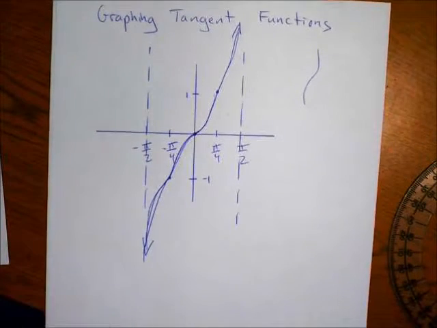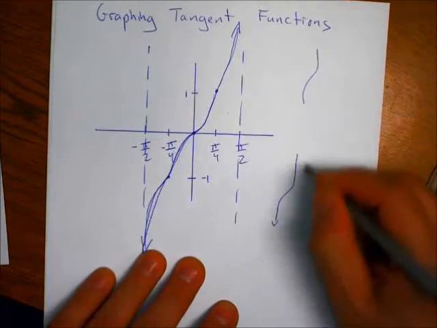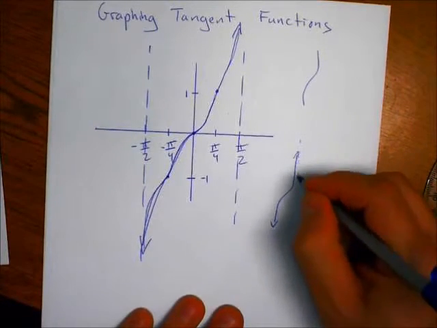And this is why I'm not an art teacher. Okay, but you can look up on the internet or just in your book a tangent graph, which basically looks like that. That's the basic graph. It shoots up towards the asymptotes.